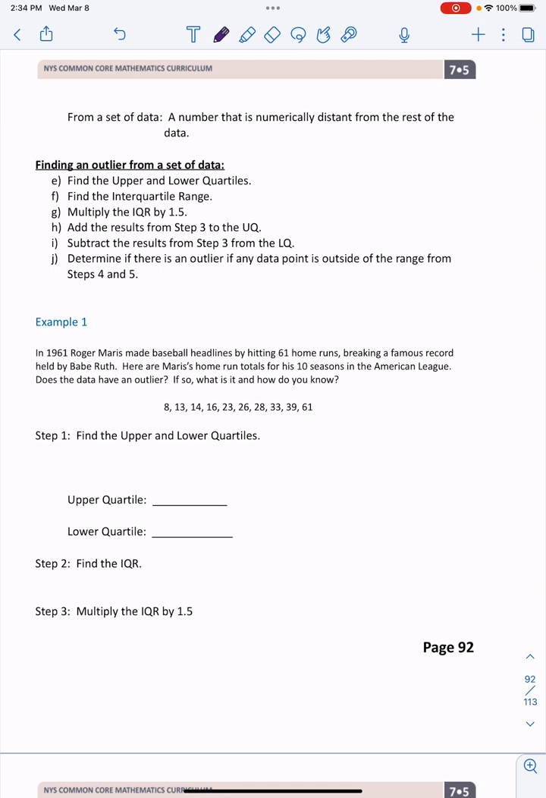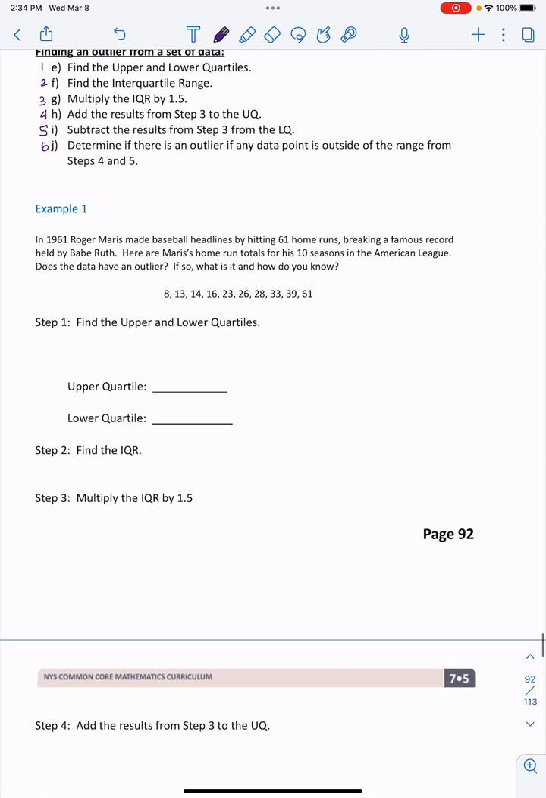The next thing that we're going to do is find an outlier from a set of data, if there is one. So we should be doing 1 through 6, not E through J. So let me change those: 1, 2, 3, 4, 5, and 6. In 1961, Roger Maris made baseball headlines by hitting 61 home runs, breaking a famous record held by Babe Ruth. Here are Maris's home run totals for his 10 seasons in the American League. Does the data have an outlier? If so, what is it and how do you know?